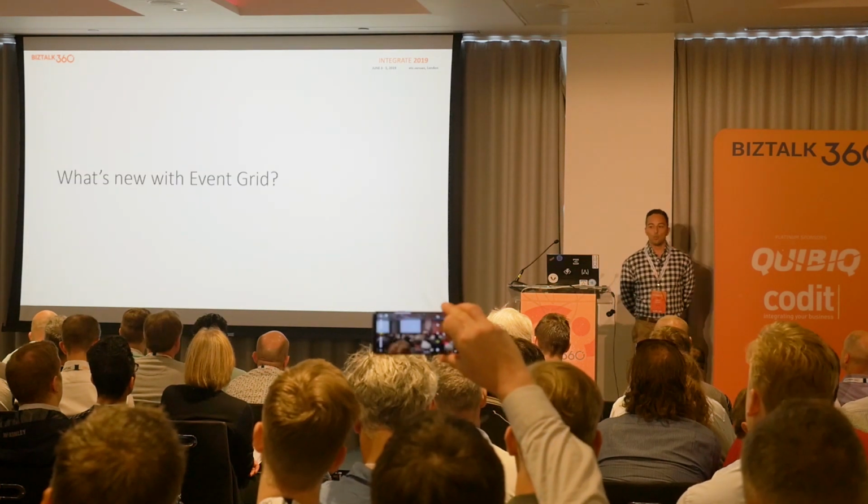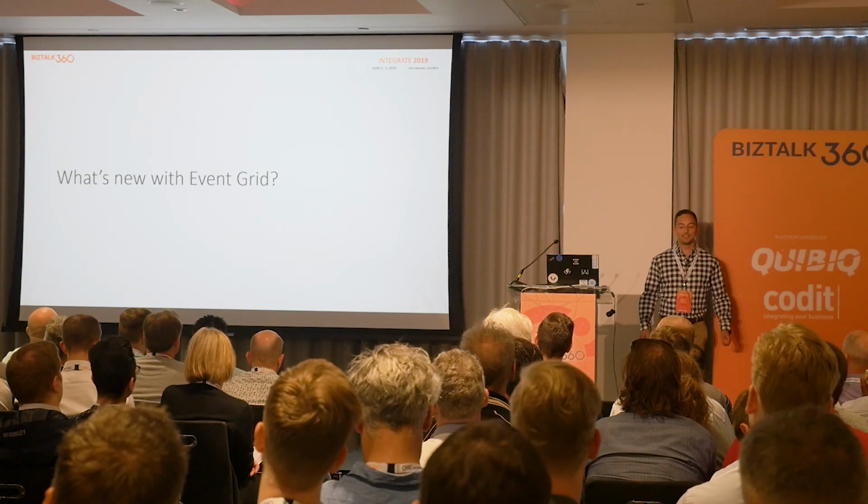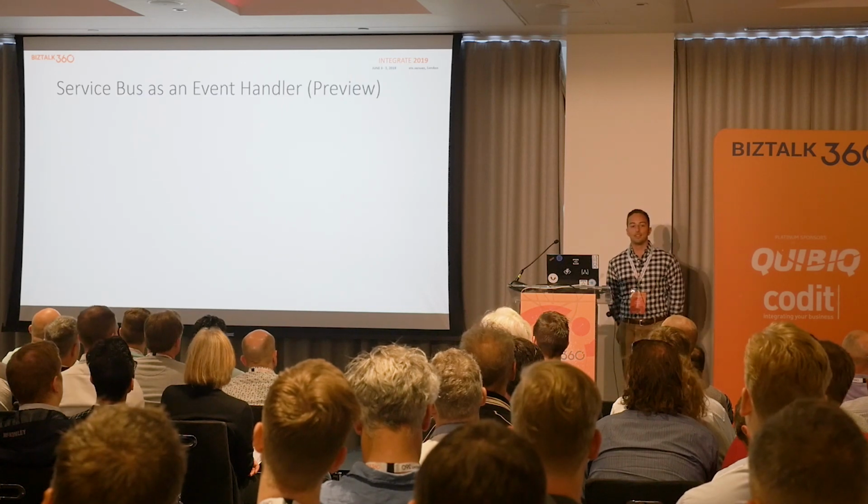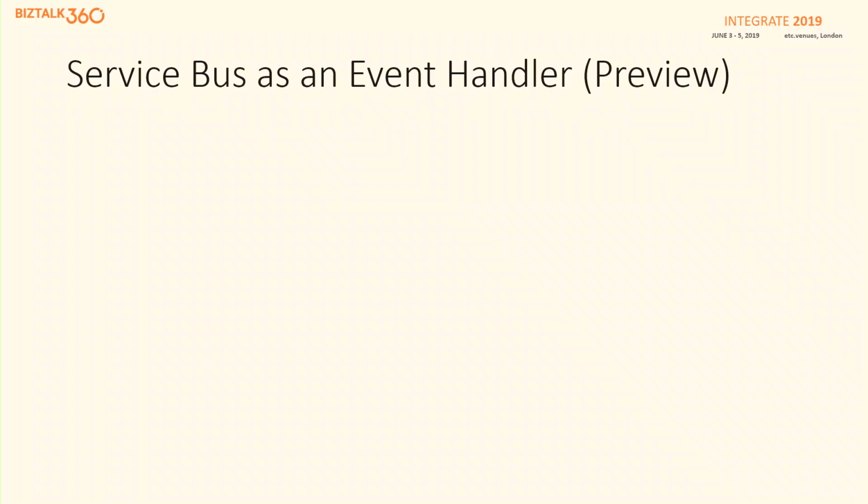So with that, what is new in Event Grid today? The first thing that we recently public previewed is Service Bus as an event handler. And at first glance, this might seem a bit odd because we already had Azure Storage Queues as an event handler built in. And so you have two queuing systems now. What's the point in that?